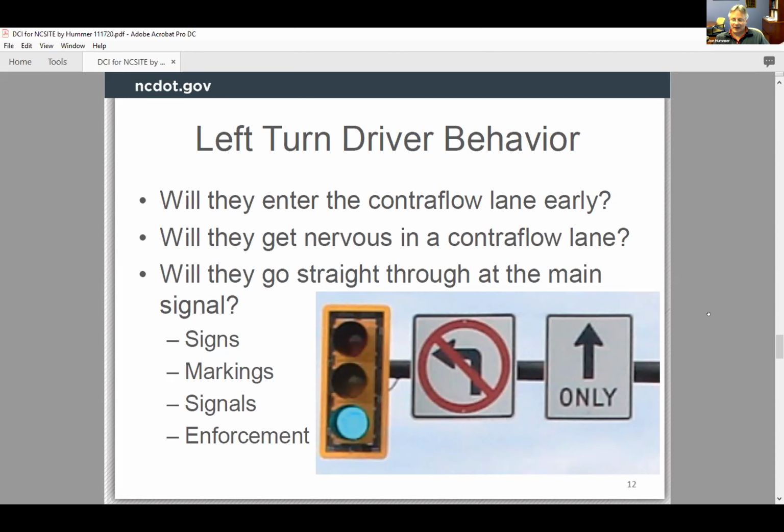We're going to need the right signs, markings, signals, and yes, enforcement to get drivers in that contraflow lane at the main intersection to just go straight ahead. Follow the cars in front of them would be a good notion. Hopefully we can do that in a future era of connected and automated vehicles. That'll get much easier. Don't have to worry about the silly drivers anymore. But until then, we're going to need good traffic control devices to make sure that takes place.